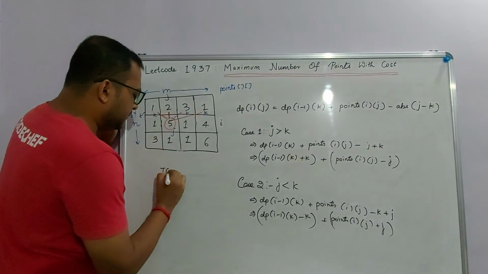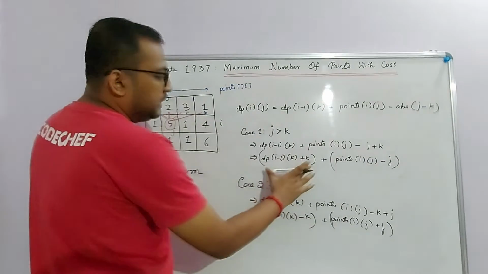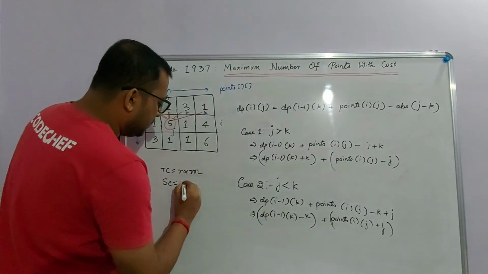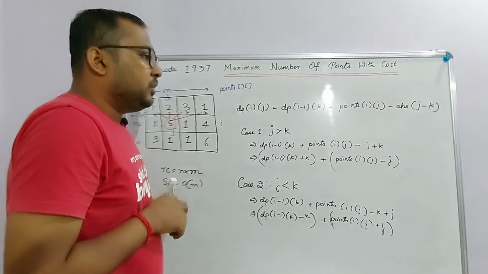The time complexity will be n cross m, and the space complexity is simply O of m, because we keep an array of size m. m is the number of columns. So that's how we solve this problem.